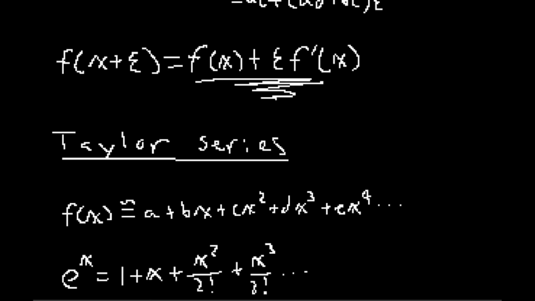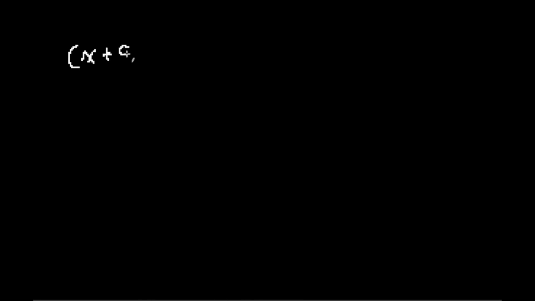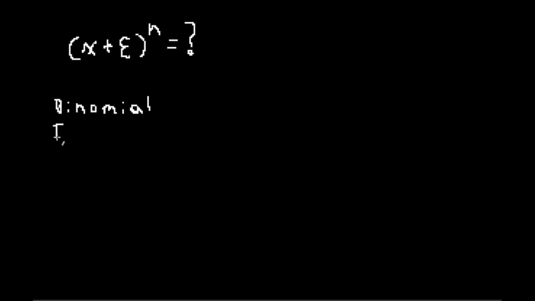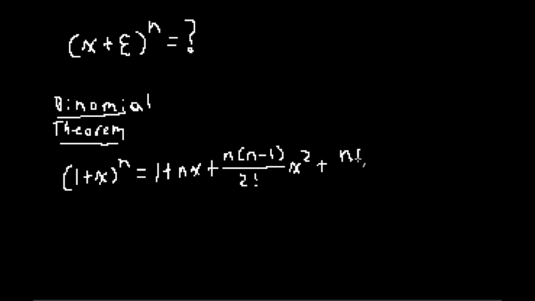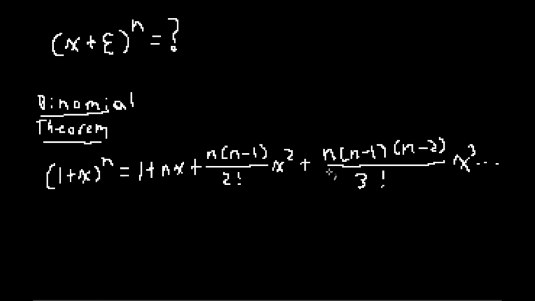Now, to plug in our x plus epsilon to one of these Taylor series, it is apparent that we need to have some way to find x plus epsilon to any value n. Fortunately, we can do this using the binomial theorem. This theorem states that for any 1 plus x to the n, it will be equal to 1 plus nx plus n times n minus 1 over 2 factorial times x squared plus n times n minus 1 times n minus 2 over 3 factorial times x cubed, and so on.